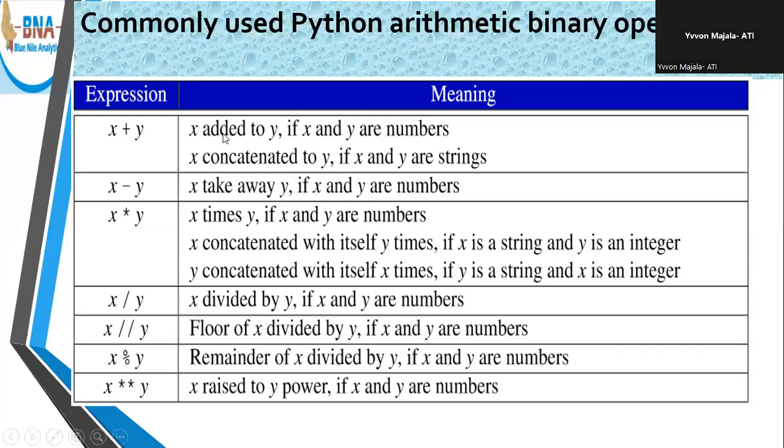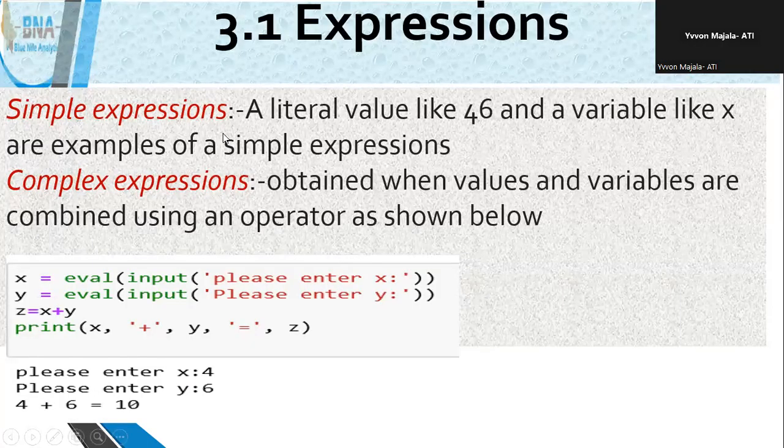We start with what is an expression. They are divided into two: simple expressions and complex expressions. A simple expression is a literal value like 46 or a variable like x. We can say x is equal to 46. That is a simple expression. We will see the practical side of this after dealing with the theoretical side.